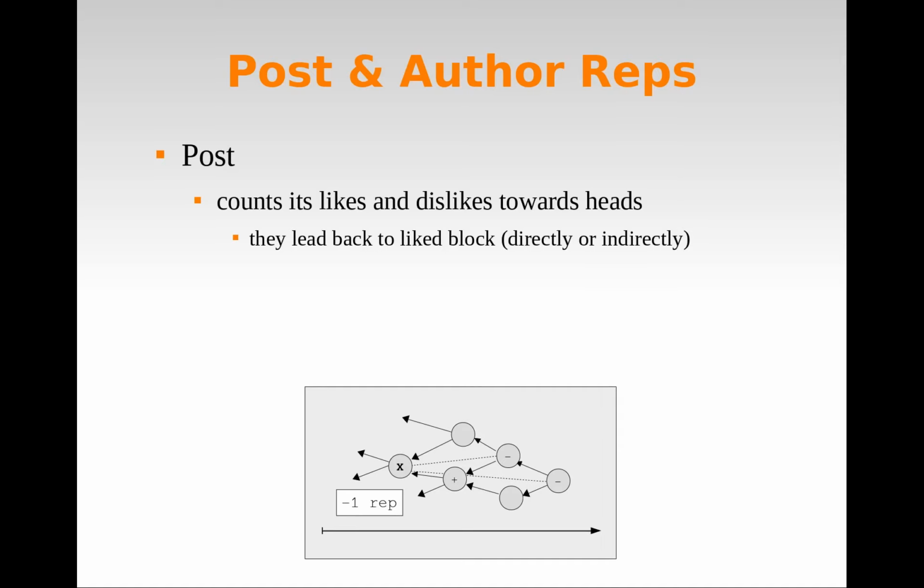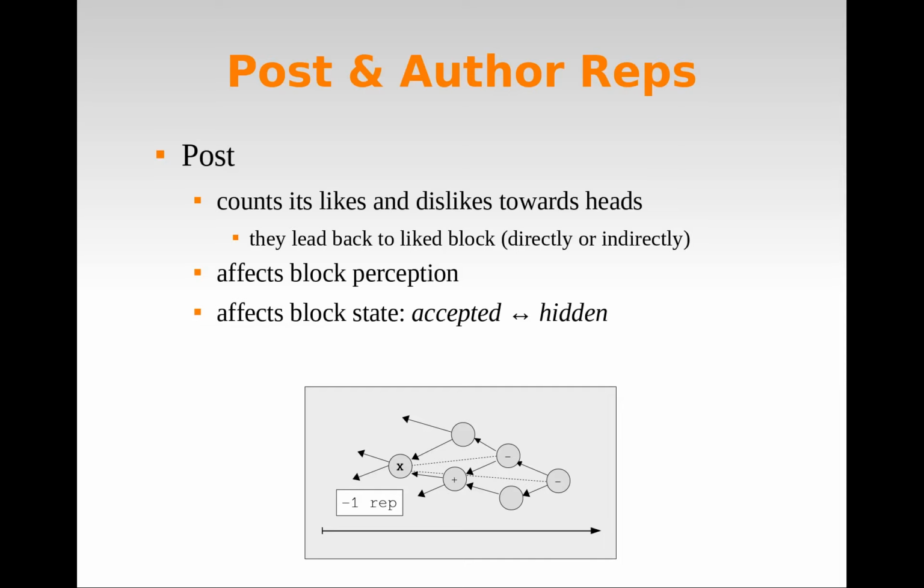The reputation of posts serves 2 purposes: to indicate its quality to users of the chain, which can filter or order their content consumption, and to affect the state of the block, since blocks with too many dislikes have their contents hidden in the chain.